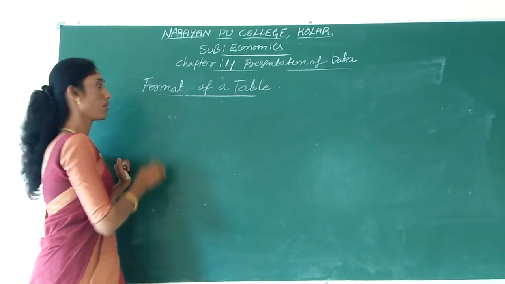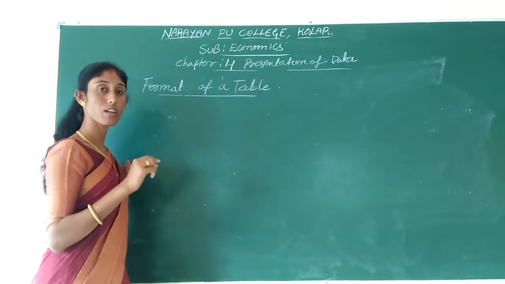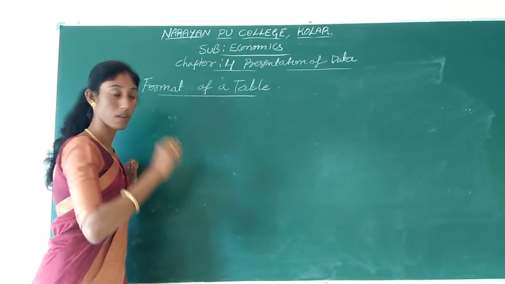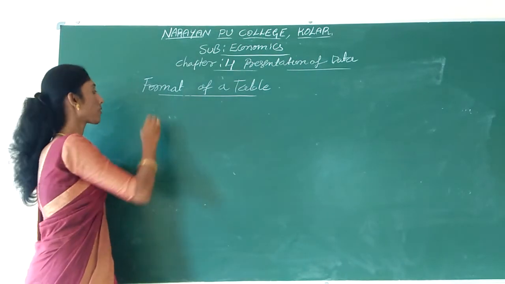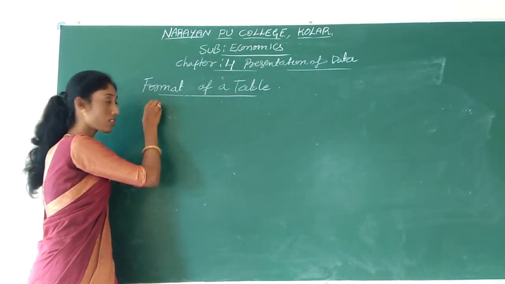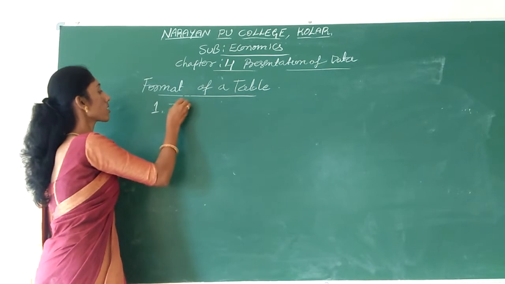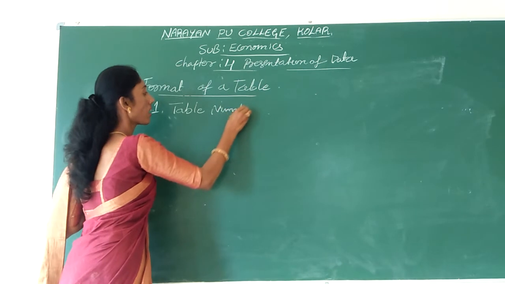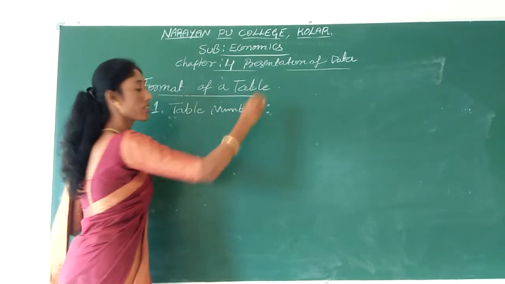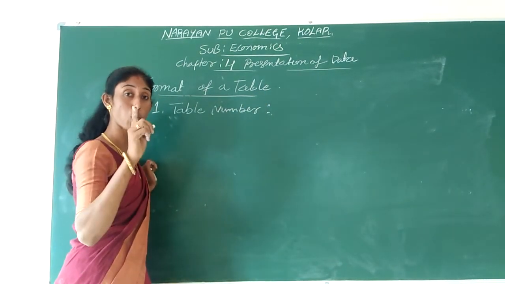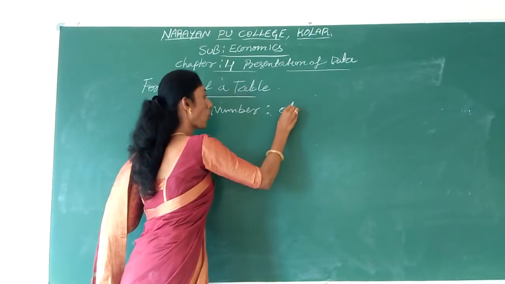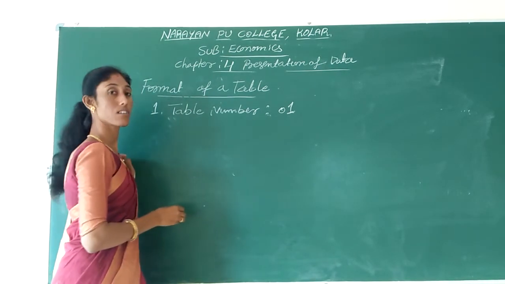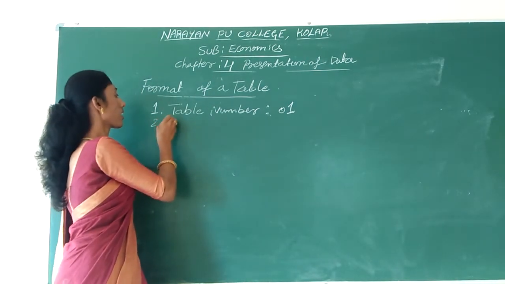In the table, the first part we need to mention is the table number. We need to give an appropriate table number. Here, while drawing the format of a table, the first step is the table number. We will start from 1. Here the table number we are giving as 1. Next important is the title.